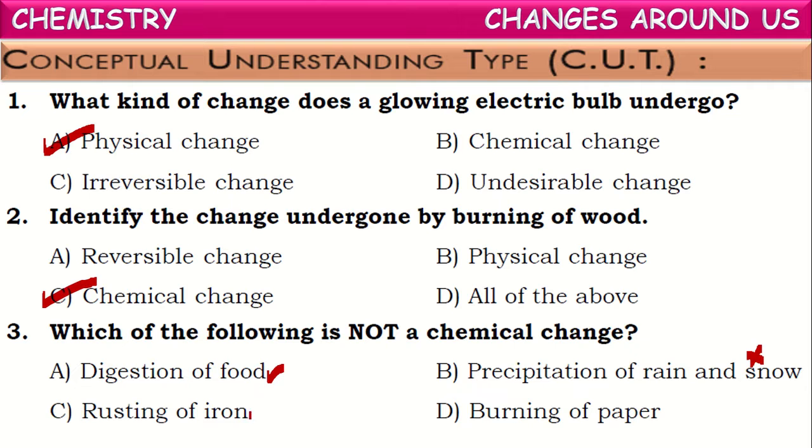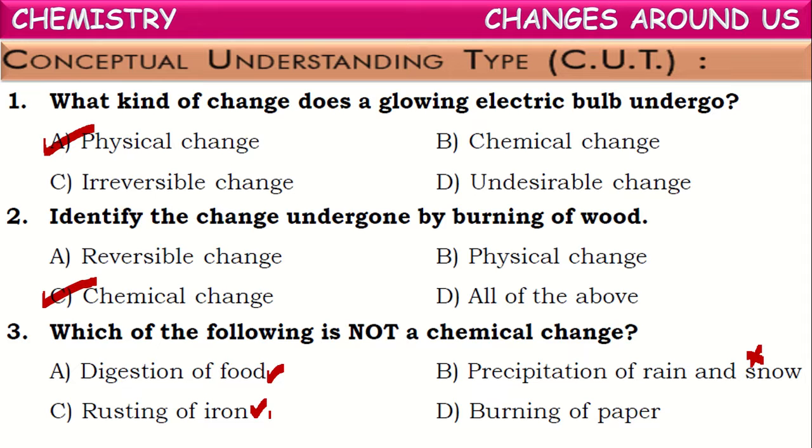Whereas if you see rusting of iron, in the rusting of iron, iron combines with oxygen in the presence of moisture and converts into iron oxide. Means a new substance is formed. Now we can say rusting of iron is a chemical change as there is formation of a new substance.